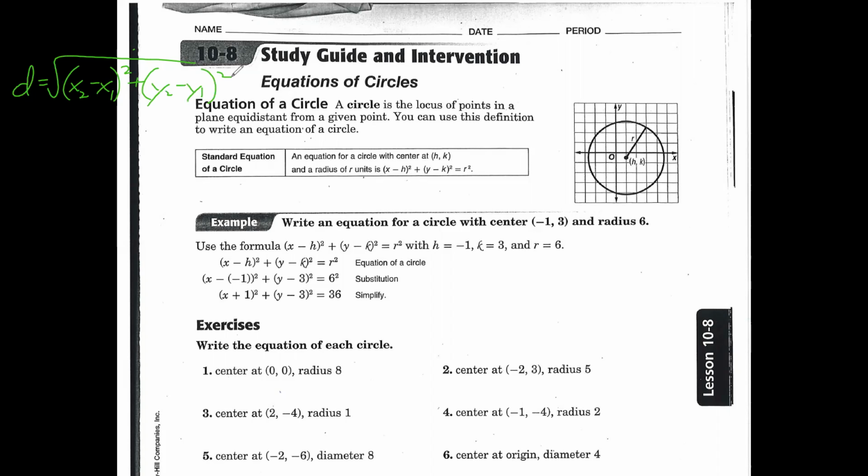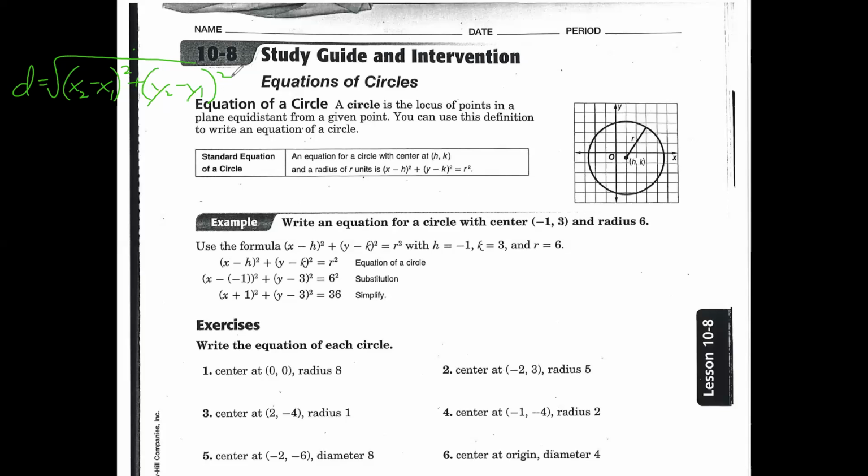That's distance formula, right? I'm taking the square root of x2 minus x1 squared plus y2 minus y1 squared. Now, this formula, since it's distance, this is actually what we're using to do the equation of a circle. Because, again, the circle itself is defined by all points a given distance away from the center point. So we're first going to replace this x1 and y1 with h and k. H and k represent the center of the circle.